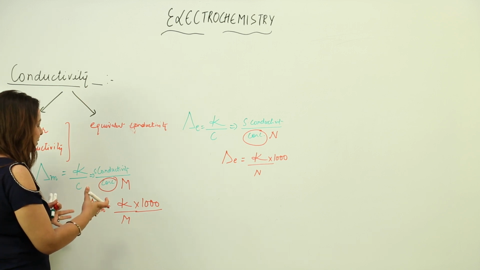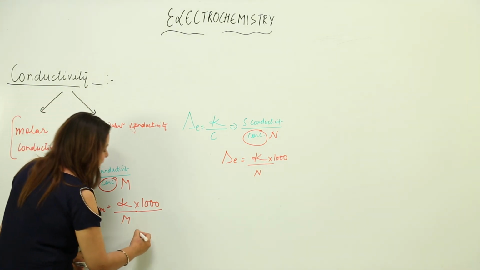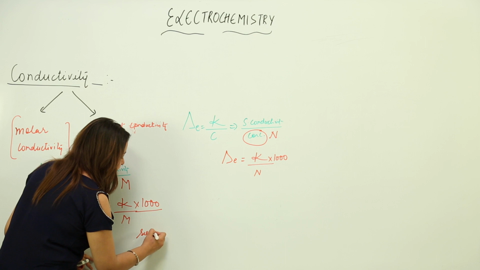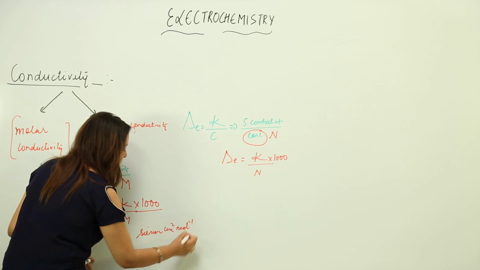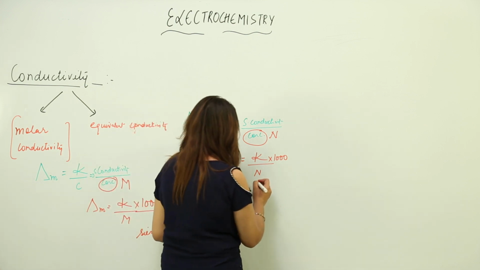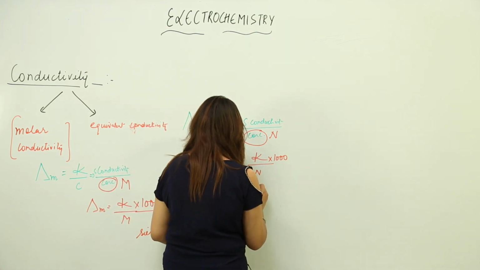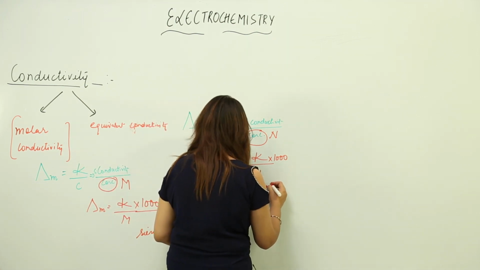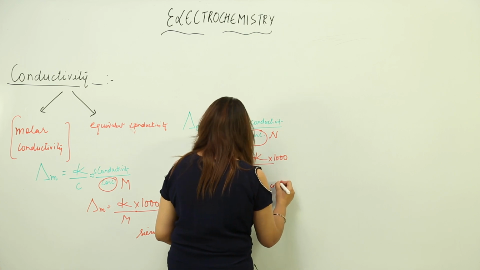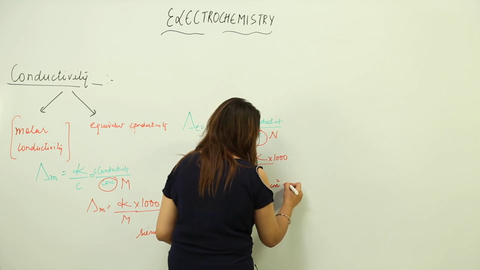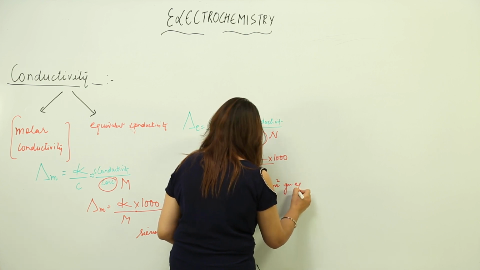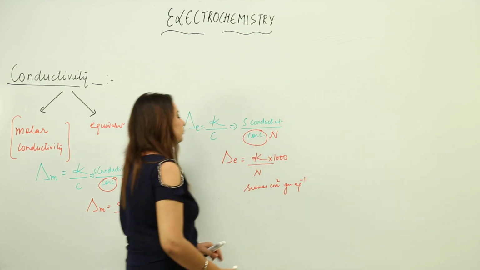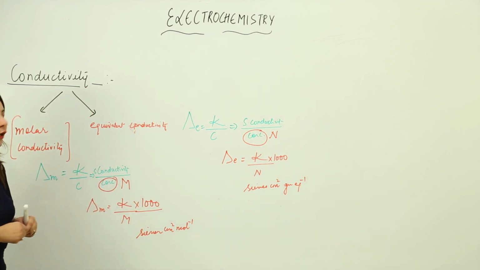And if we talk about the units here, the unit of molar conductivity is Siemens centimeter square per mole. Similarly, here it is going to be Siemens centimeter square per equivalent, per gram equivalent. So this is going to be the unit.